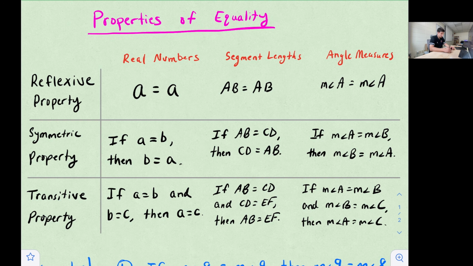And lastly, the transitive property. So the transitive property states that if A is equal to B and B is equal to C, then A is equal to C, okay? So kind of a three-step property here. So in terms of segment lengths, we see if AB is equal to CD and CD is equal to EF, then AB is equal to EF. And with angle measures, if the measure of angle A is equal to the measure of angle B and the measure of angle B is equal to the measure of angle C, then the measure of angle A is also equal to the measure of angle C, okay?